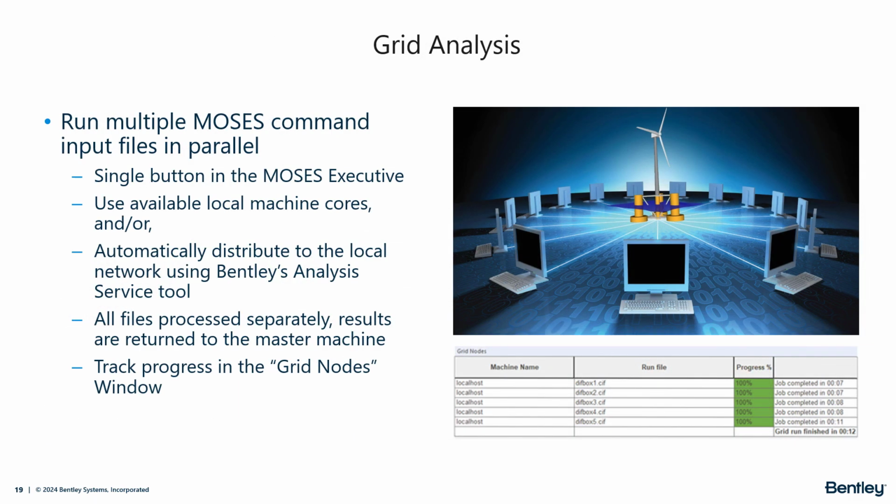Here, multiple MOSES commanding profiles can be processed in parallel using the grid analysis in the MOSES executive. This feature can be used on a local machine, taking advantage of the available cores, or on additional machines on the local network, provided those machines have MOSES version 12 installed. When the grid analysis begins, MOSES executive will automatically display the grid nodes window at the bottom of the screen. Inside this window is a table that shows the machine on which MOSES is running, the commanding profiles running on that machine, the percentage complete, progress, and any status report. The results from the job are sent back to the master machine and displayed in the project view, as if those jobs have been processed locally.